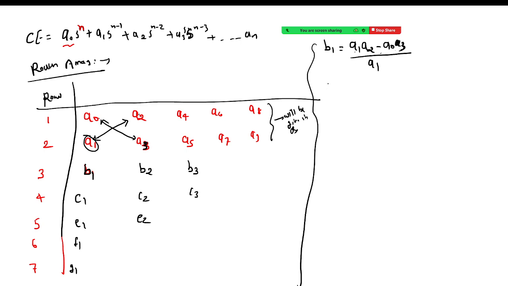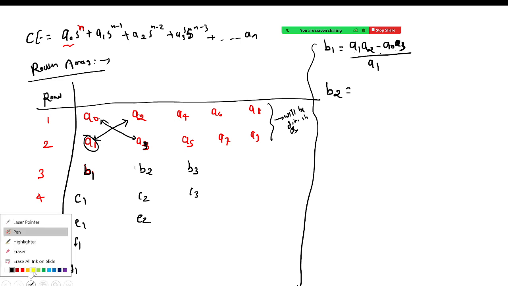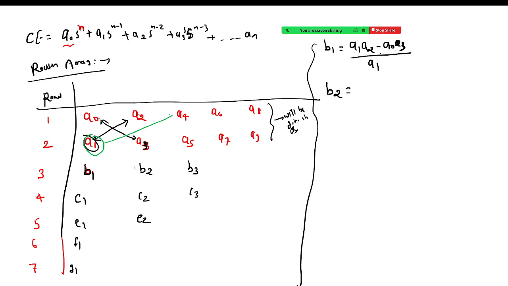Now once you have calculated B1, you have to calculate B2 because B2 is also unknown. How can I calculate B2? For the calculation of B2, you have to multiply A1 with A4 of the next row, minus A naught into A5, and divide by A1 again. So B2 is equal to A1 A4 minus A naught A5, divided by A1.